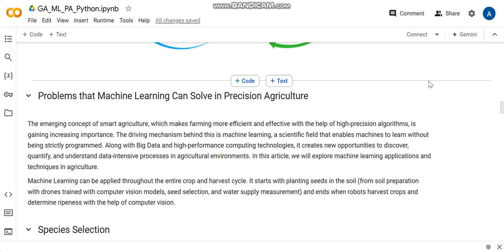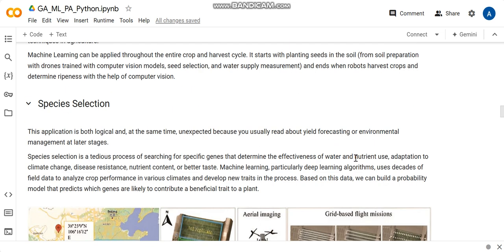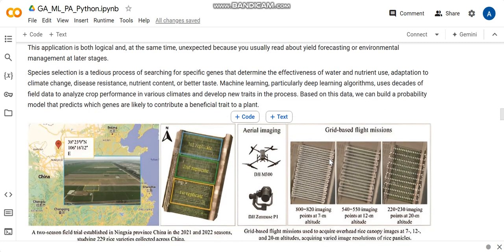Machine learning in precision agriculture. Precision agriculture applies machine learning across various stages of the agriculture cycle, enabling efficiency improvements through advanced data-driven techniques. Species selection. Machine learning can analyze decades of field data to identify gene traits linked to water use, climate adaptability, disease resistance, and nutrient content. This data helps in predicting beneficial genetic traits for crops.